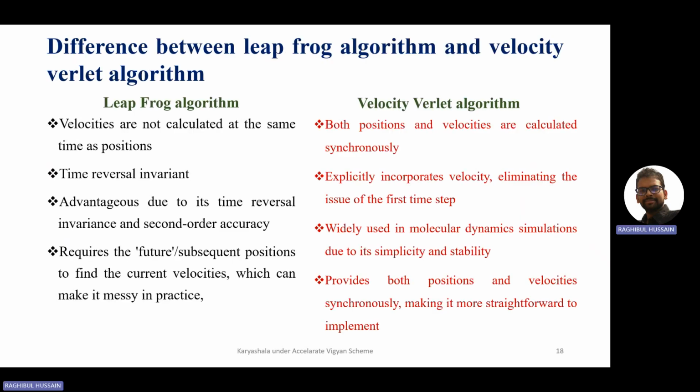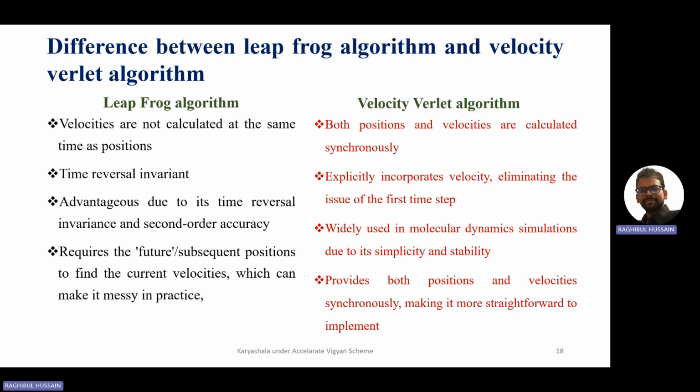Okay, so there are some differences between the leapfrog algorithm and the velocity Verlet algorithm. The first one is that the velocities are not calculated at the same time as the position, whereas in the velocity Verlet algorithm, both positions and velocities are computed synchronously. It is time reversal invariant and explicitly incorporates the velocity, eliminating the issue of the first time step. It has some advantage due to the time reversal invariance and second order accuracy. But the velocity Verlet algorithm is widely used for its simplicity.